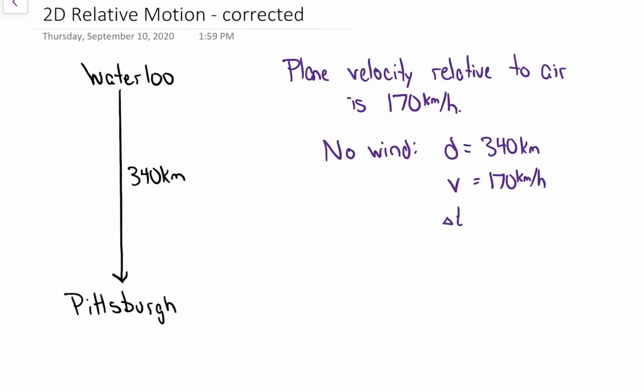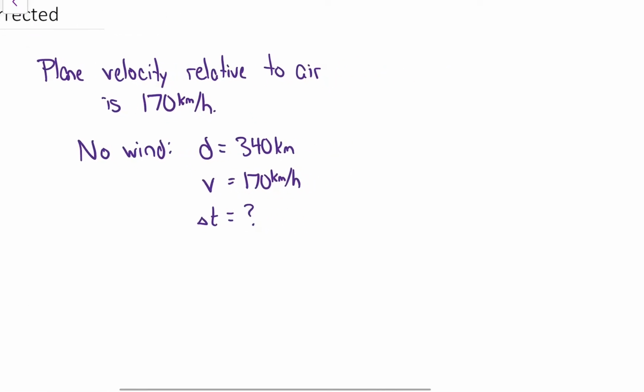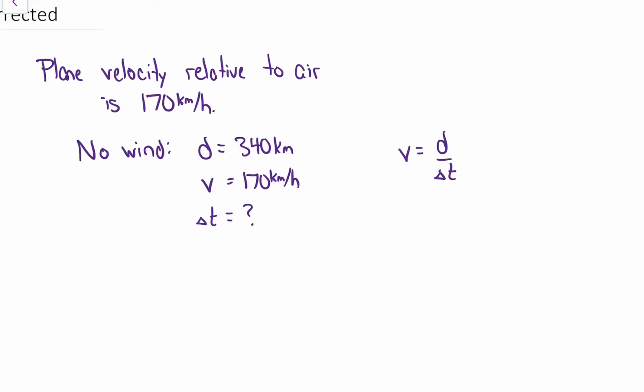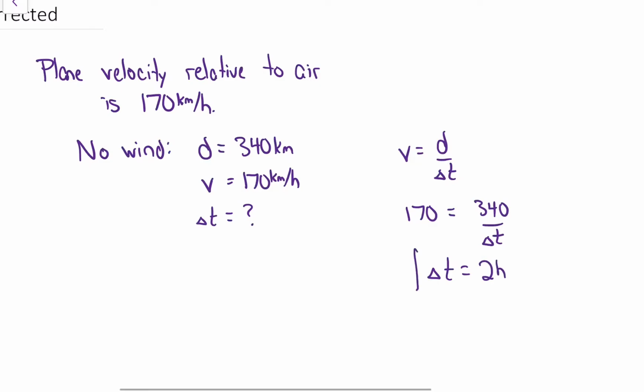We're trying to find time. The connection between these three things is that speed is always distance over time. That's kind of the definition of velocity. We can go one step further and say 170 equals 340 over time. If we do a little math, the numbers are clean, I hope, unless I'm doing math wrong in my head. It's going to take us 2 hours.